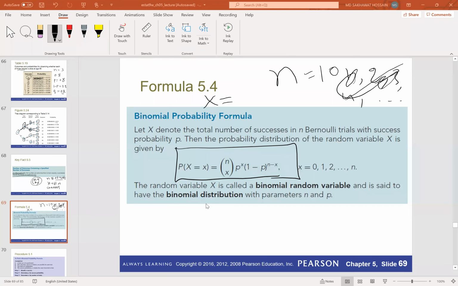Okay, so instead of writing this, you can just write like this: 1, 2, 3, and if you think that this is up to 10, then you can say 10 like this.